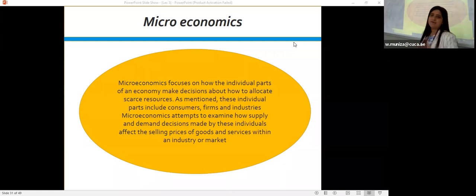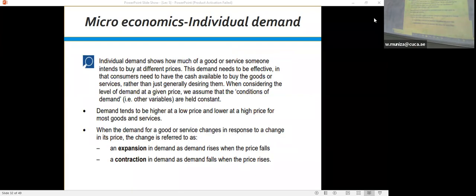On the other end, if the consumers have different kinds of responses, the organizations are going to be affected by those responses and decisions. This is what they are telling over here. Microeconomics attempts to examine how supply and demand decisions made by these individuals affect the selling prices of goods and services within an industry or market. How an individual spends on certain goods and services will affect the selling prices which the organizations offer. So we are going to discuss supply and demand outside the boundaries of the organization and its effect on the organization's policies.